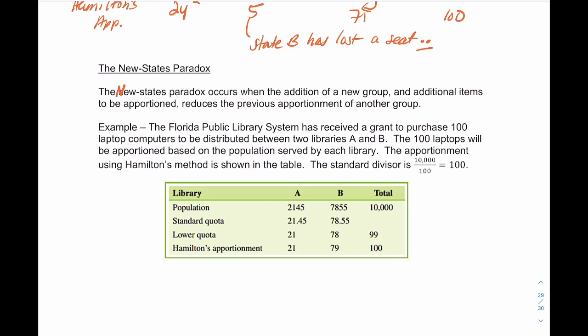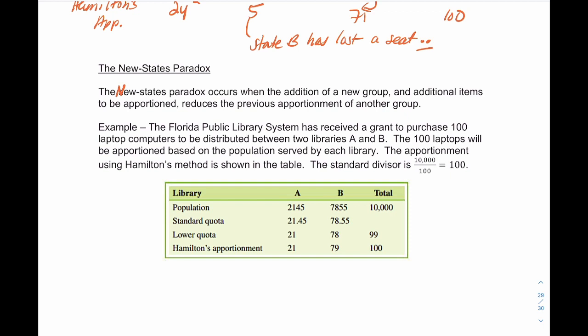Here's an example. The Florida Public Library System has received a grant to purchase 100 laptop computers to be distributed between 2 libraries, A and B. The 100 laptops will be apportioned based on the population served by each library. The apportionment using Hamilton's method is shown in the table. Okay, so we have our standard divisor, of course. It's 10,000, which is the total population, divided by the 100 laptops. So our standard divisor is 100.